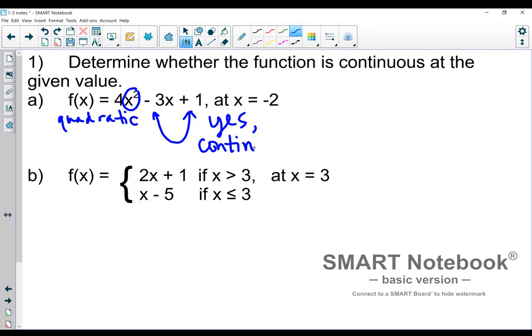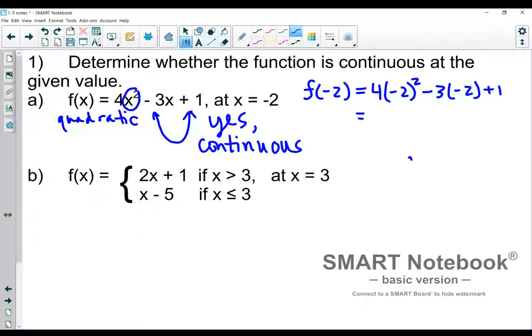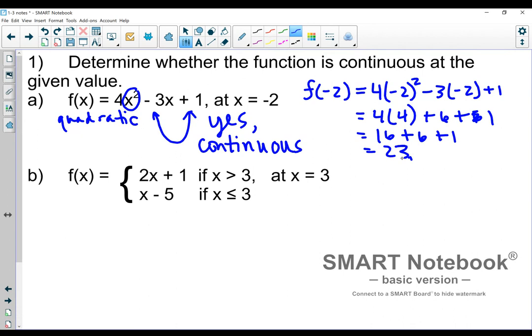Often, if it is continuous, you will be asked to find the value of the function at x. And so I am going to go ahead and just find f of negative 2 as well. That means I would be finding 4 times negative 2 squared minus 3 times negative 2 plus 1. Let's see, 4 times 4 plus 6 plus 1. 16 plus 6 plus 1, so 23. So it's continuous, and at negative 2 it equals 23.